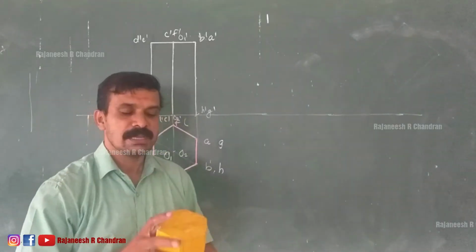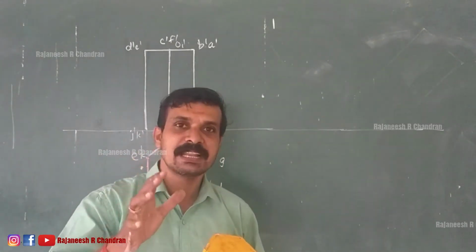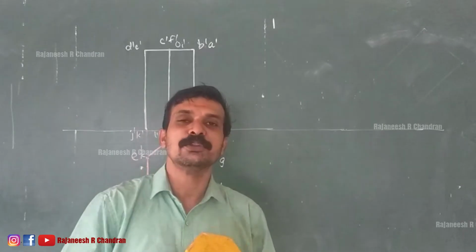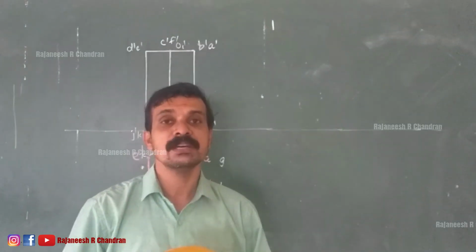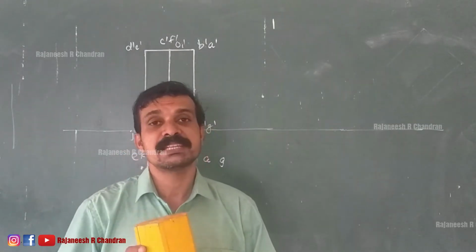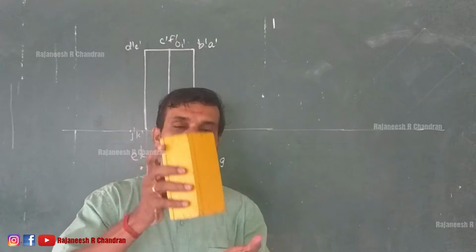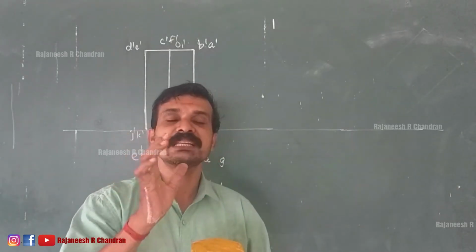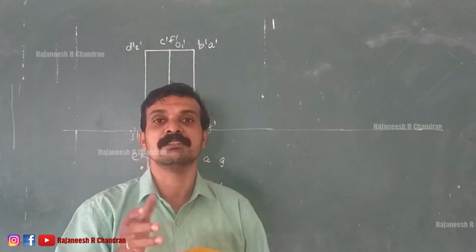The symbol position of the hexagonal prism has been completed. It is given that a hexagonal prism of side 20 mm and height 60 mm is resting on the ground with one of its base edges on the ground. So we know that when a solid is placed on the ground, the first inclination should be given with the HP and the second inclination should be given with the VP.